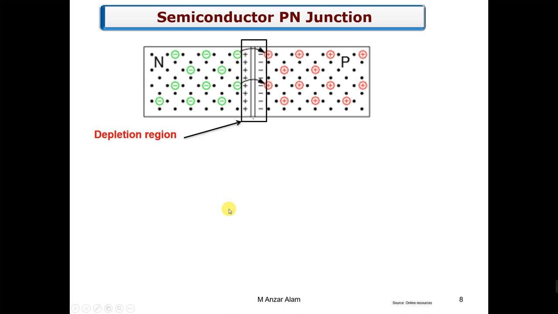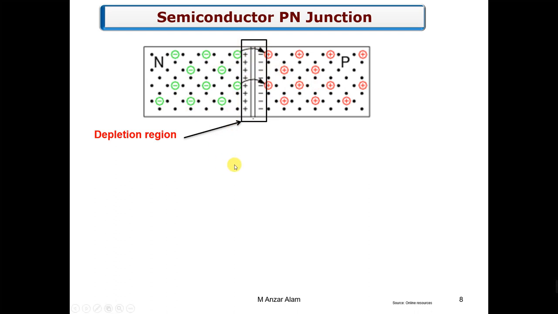Okay, so now this layer, the positive and the negative, is known as the depletion region, because charges are depleted here, and it does not allow the migration of the electrons. It will stop the movement of the holes. So if this is not allowing the movement of the electron or the positive charge, it means this area will become an insulator, because in an insulator there is no movement of free electrons.